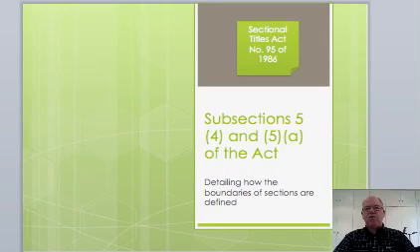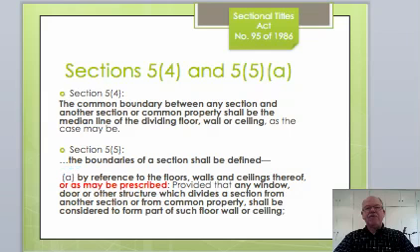In subsection 5.4 and 5.5a of the Act, you have the detail of how boundaries of sections are defined. In 5.4, there's the fundamental principle: the common boundary between any section and any other section, or any section and the common property, is the median line of the dividing floor, wall, or ceiling. Then in 5.5a, you've got the statement that the boundaries are defined by reference to those floors, walls, and ceilings, or as may be prescribed. I'll come back to that. And it then goes on to explain that if there's a window or a door or any other structure in an exterior wall, then that is part of that floor, wall, or ceiling for the purposes of defining the boundary.